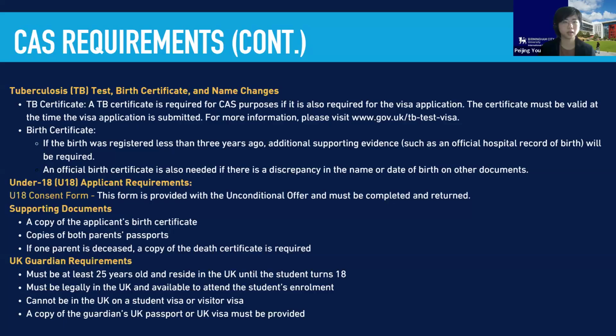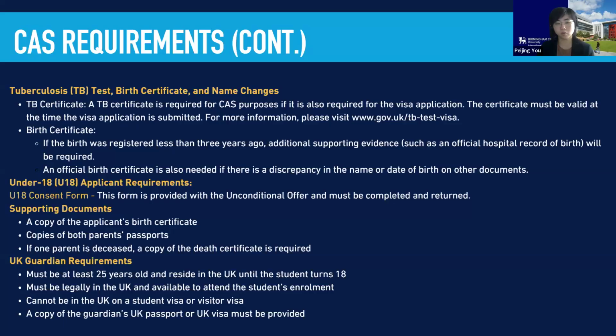Other than the birth certificate and TB certificate, if you are under 18 by the time you travel to enroll and study with us, or you will still be under 18 by the time you progress to BCU, we will need you to complete our under 18 consent form. We will normally attach this with your unconditional offer letter, and you will need to complete it and return it back to us. Apart from the consent form, we will also need a copy of your birth certificate. We will need a copy of both your parents' passports as well. If one of your parents is deceased, we will also need a copy of that certificate.